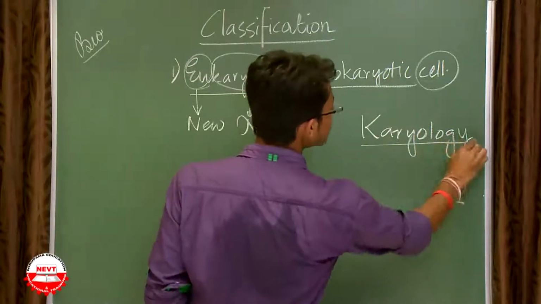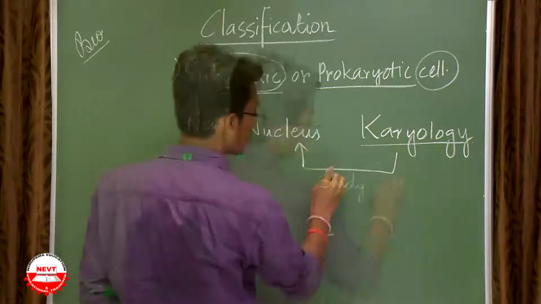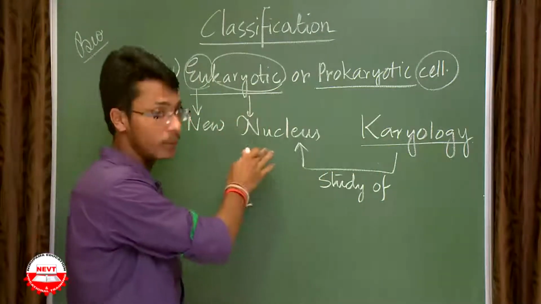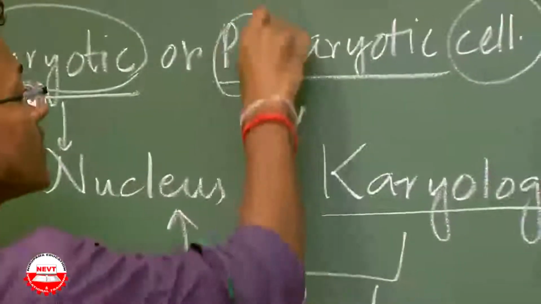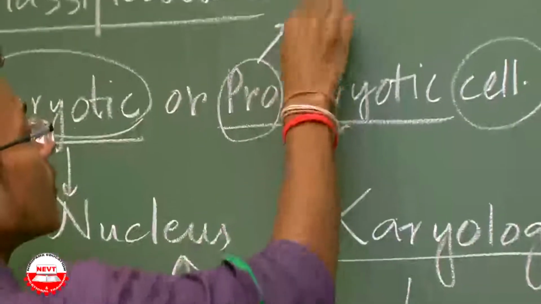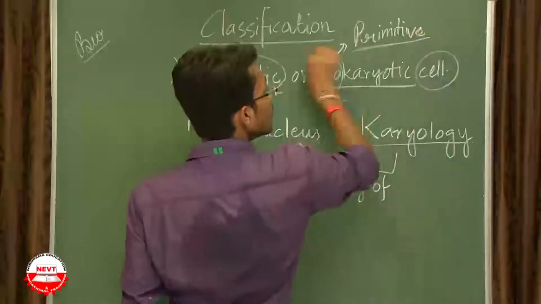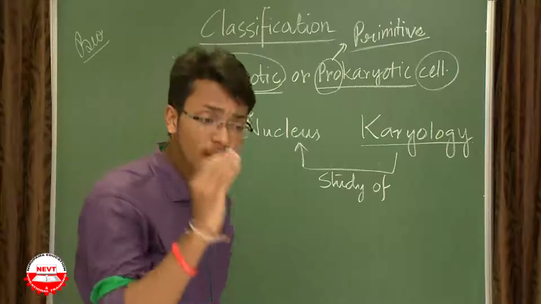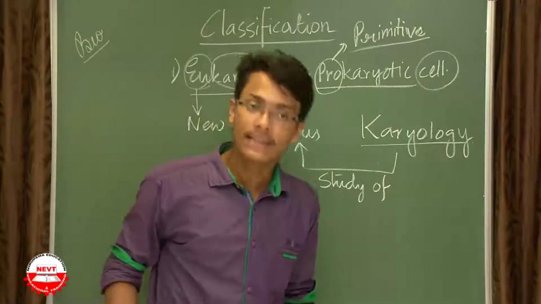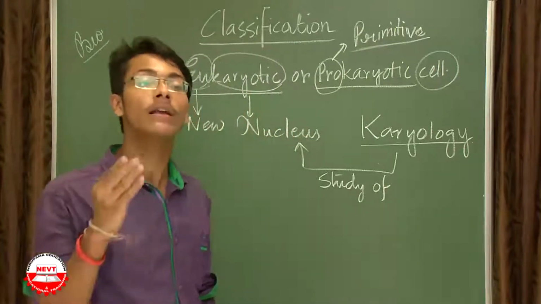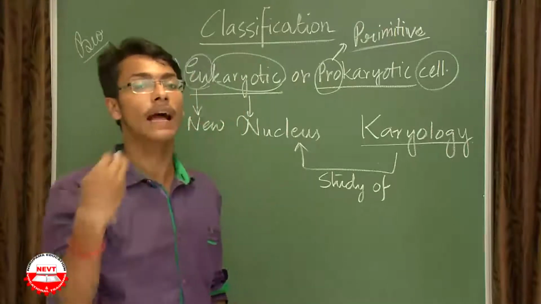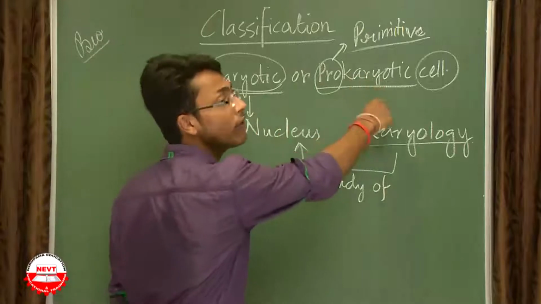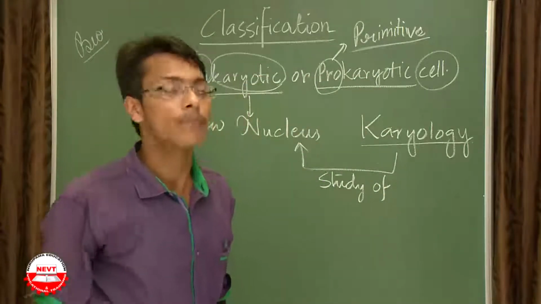This is the study of nucleus. So from here we have got the term eukaryotic: eu means new, nucleus, and pro means primitive. Pro means primitive, that is primitive nucleus. So the first classification that has to be done for an organism or a living system is whether they are having eukaryotic or whether they are having prokaryotic cell.